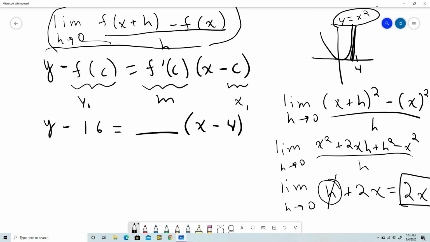Whenever you want to find the m portion, you can use 2x to find that value, given what the x value is, of course. For our case, x is 4, so you would do 2 times 4, and the tangent line would have a slope of 8.